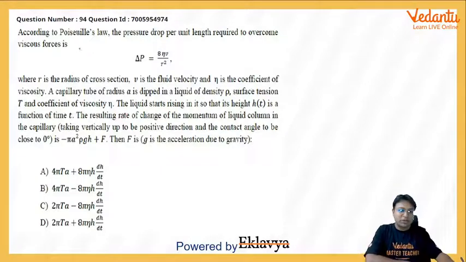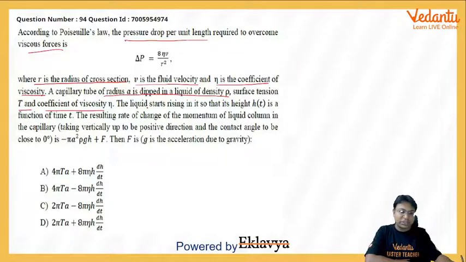It says that according to Poiseuille's equation, the pressure drop per unit length required to overcome viscous forces is given by this expression, where R is the radius of the cross section, V is the fluid velocity, and eta is the coefficient of viscosity. Now the question says that a capillary tube of radius a is dipped in a liquid of density rho, surface tension T, and coefficient of viscosity eta. The liquid starts rising in it so that its height is a function of time.